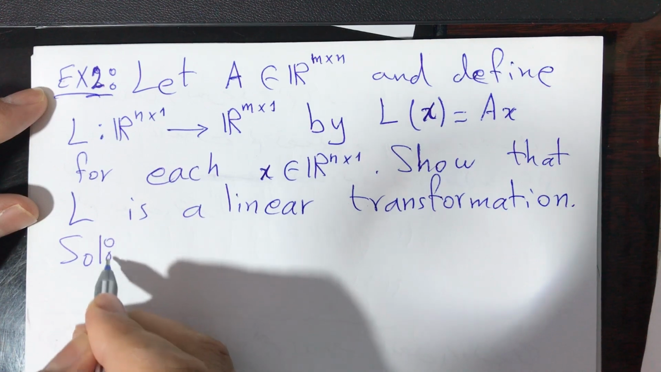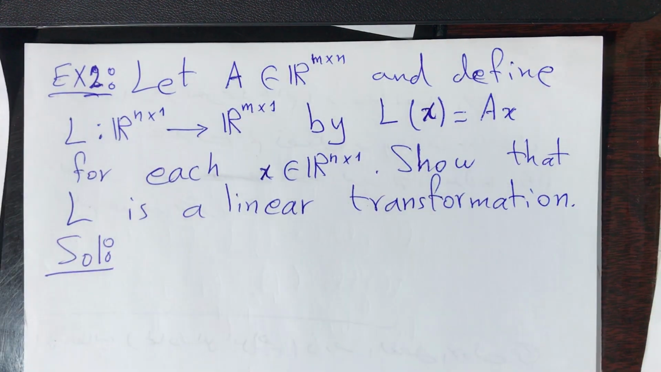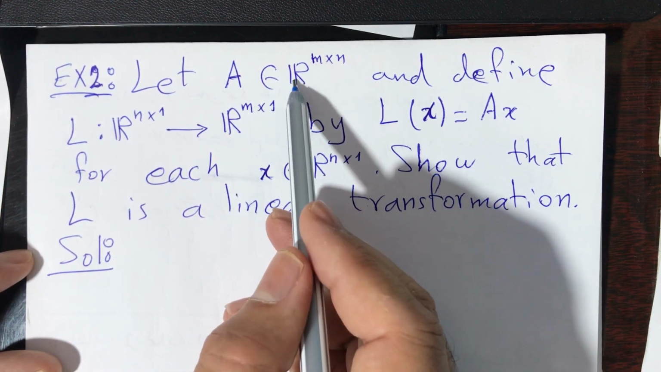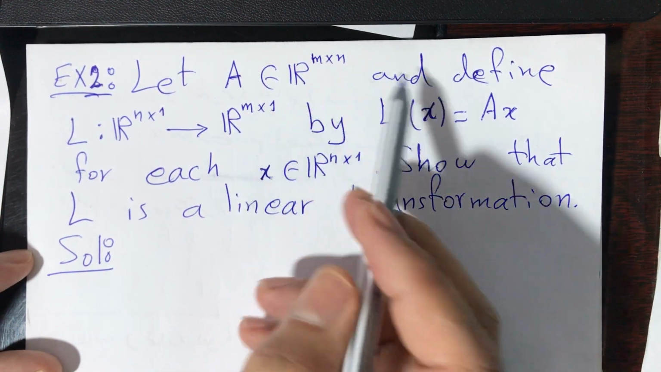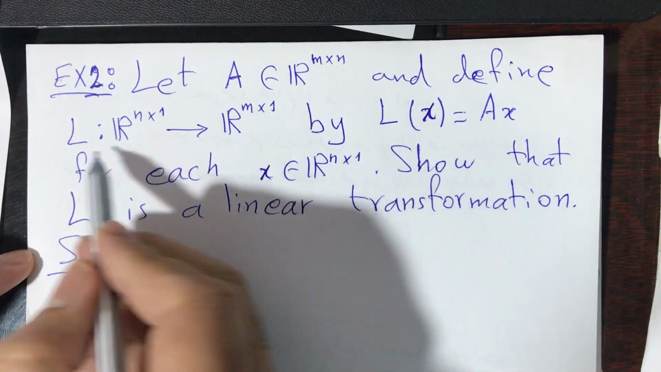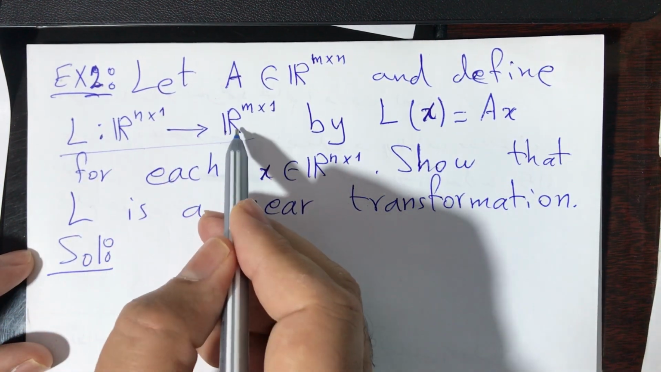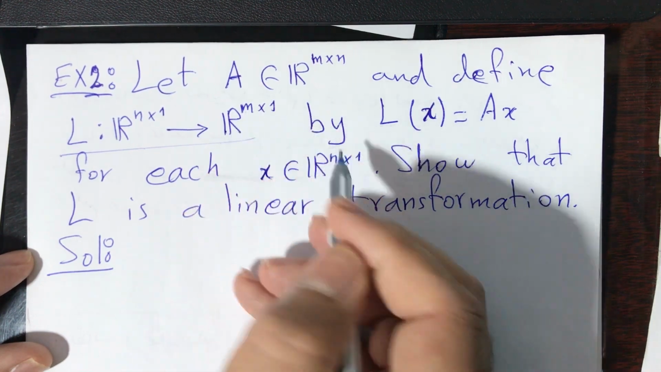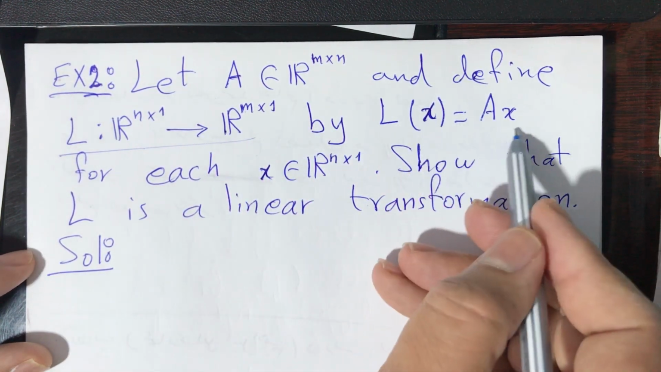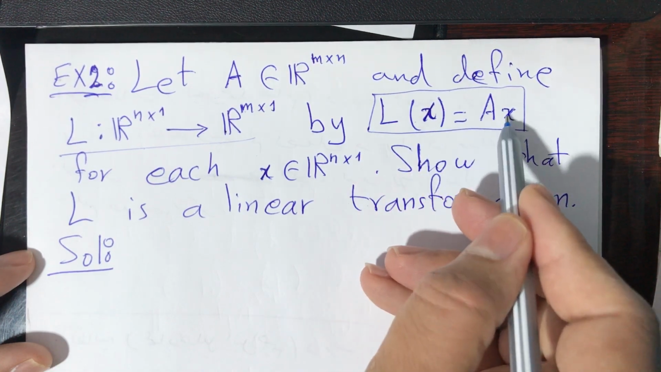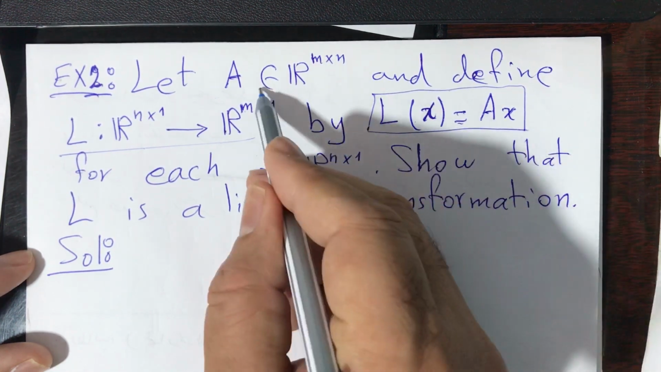Solution. Now look, A is a matrix that belongs to R^(m×n). We define L from R^(n×1) into R^(m×1) by L of x equal to Ax. This is the definition of L: L of x is equal to Ax, a matrix.